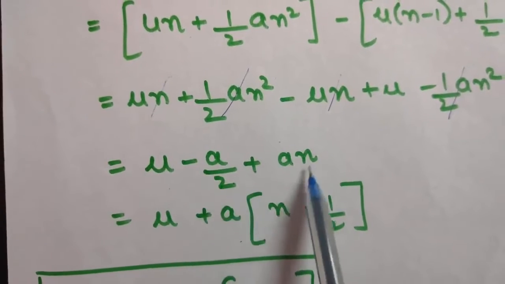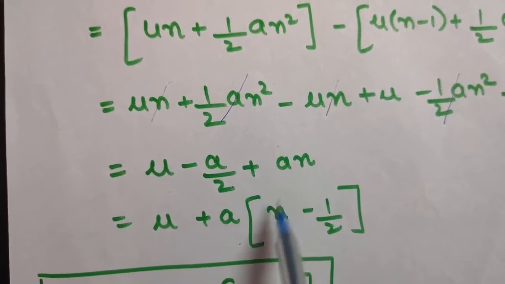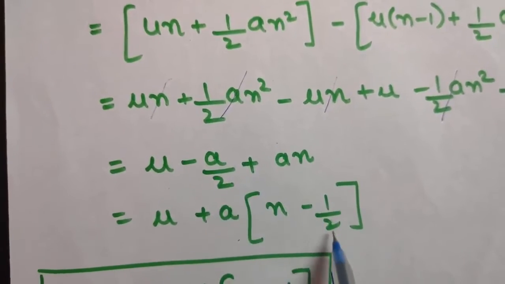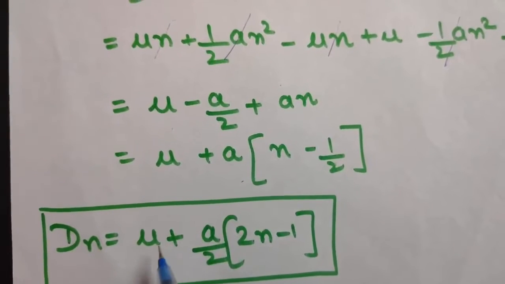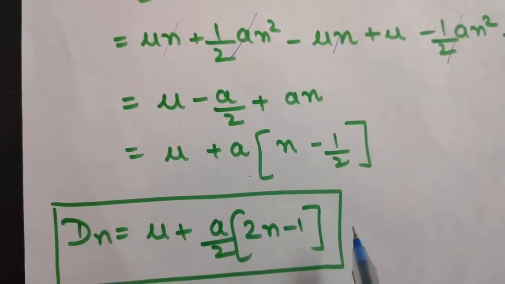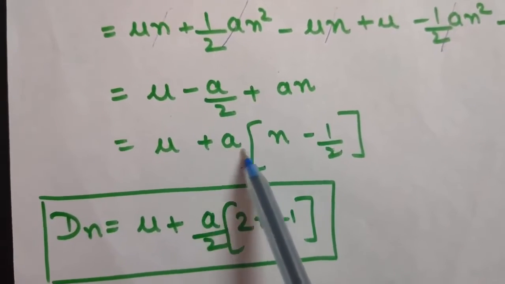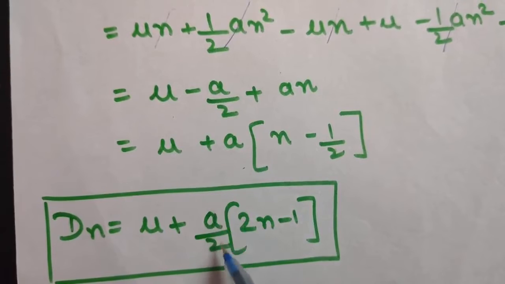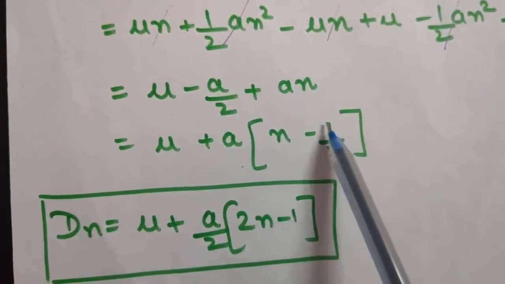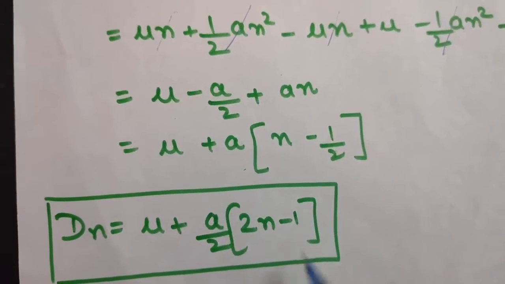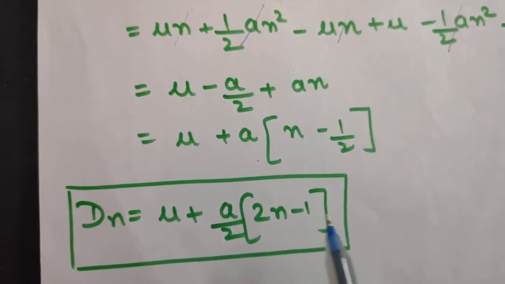If I take a common from these two terms, so u plus a is taken common, you will be left with n minus 1 by 2. Or I can write it down as, if I take 2 also common, then dn will come to be u plus a by 2, 2n minus 1. Or you can say, if you divide and multiply by 2, if I divide by 2, 1 by 2 will remain here, and if I multiply 2 here, it will become 2n, and if I multiply 2 here, it will become 1. Okay, so this is the distance traveled in nth second, which is u plus a by 2 into 2n minus 1.